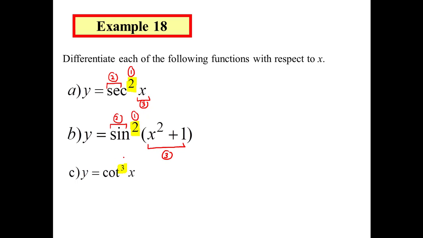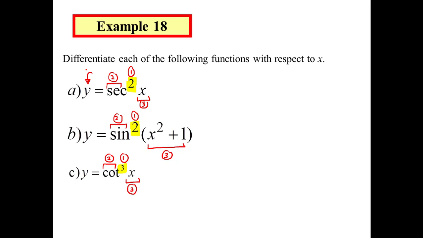So the same goes for question C. The first layer is a power 3, the second layer is a cotangent, and the third layer is x. Once you have identified the layers, then we can start the differentiation. Example 18 is different from 17 because now you are given y equals, so you don't need to write d dx. You can straight away write dy dx.